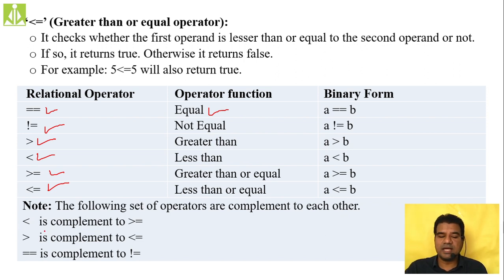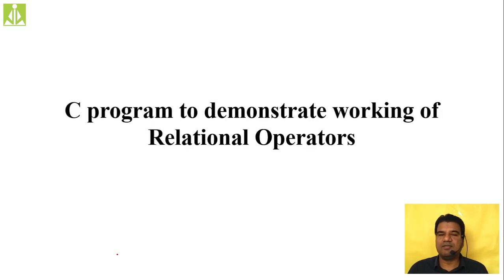So the next thing is less than. It is a complement to greater than or equals to. So simply, if you want to perform the exact opposite of less than, you put greater than or equals to. Same thing, if you want to perform the exact opposite of greater than, simply put less than or equals to. So double equals to, complement to it, not equals to. We already discussed it. So we'll go to the program and we will see.